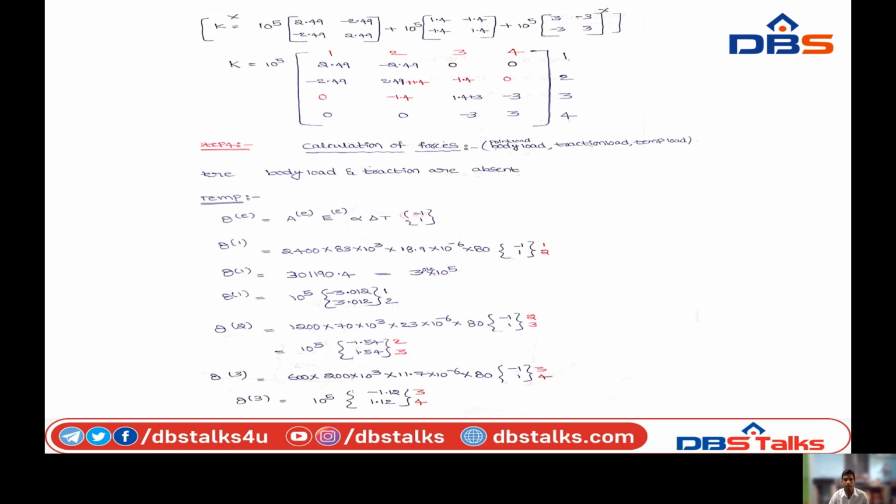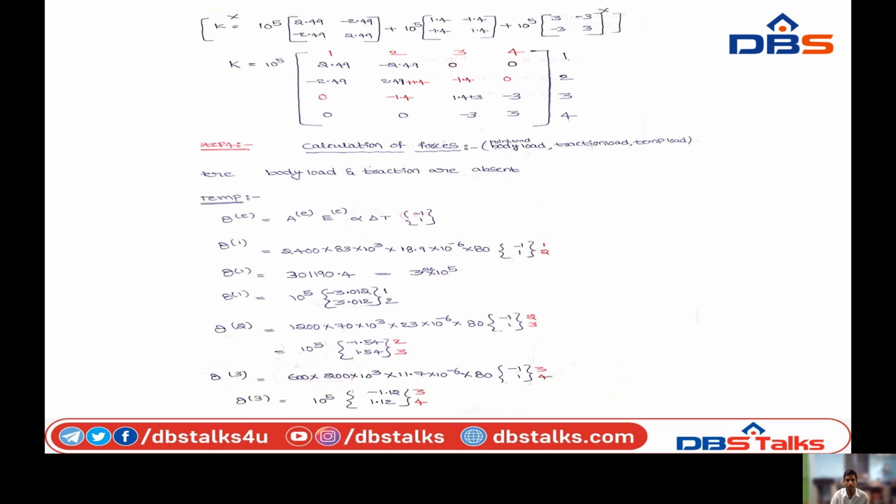After finding the stiffness matrices and assembling the global stiffness matrix, that is K equals K1 plus K2 plus K3, step 4 is the calculation of forces. Forces here mean body loads, traction loads, temperature loads, etc. First of all, here the forces are given. Body loads and traction loads are absent. Here only point loads are given. So for that reason, I'm finding the unknown nodal displacements here.